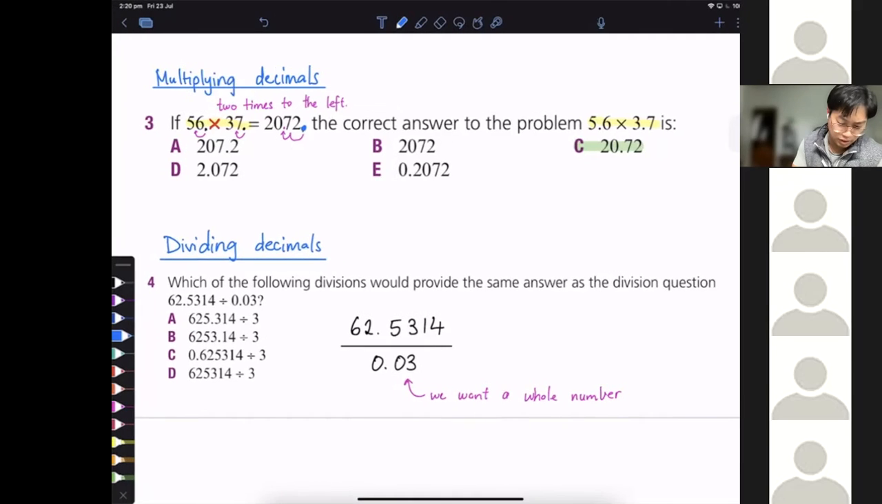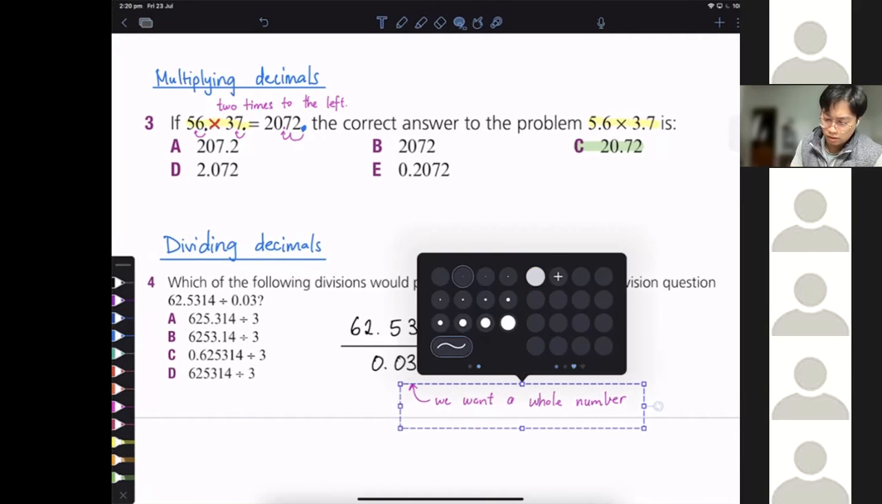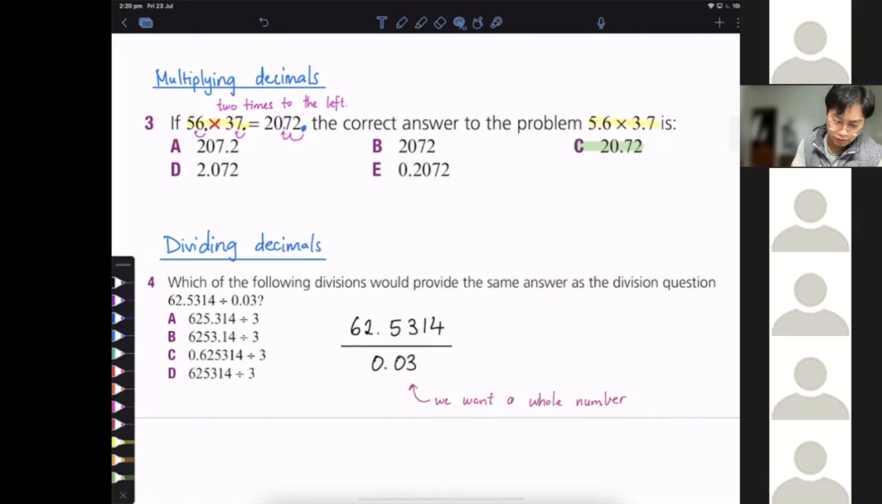Yes, that's correct, Idris. So what we're going to do for this question here is move the decimal place. Instead of going to the left, we're going to move it to the right this time to make it a 3. Now remember the thing about fractions, what you do to the bottom, you do to the top. So what's our answer now? Can you please type it in the chat? Is it A, B, C, or D?